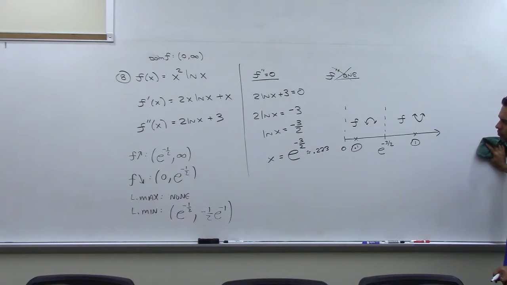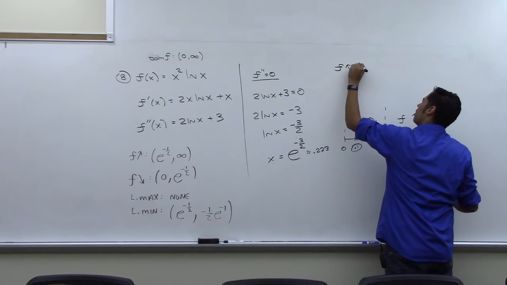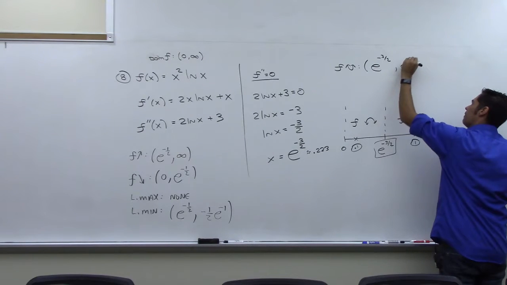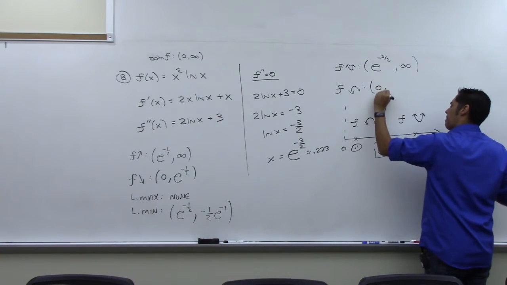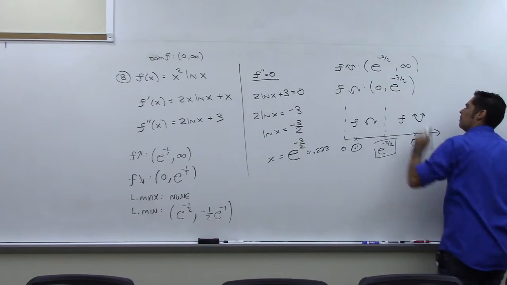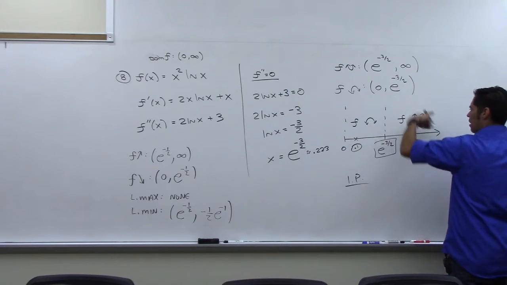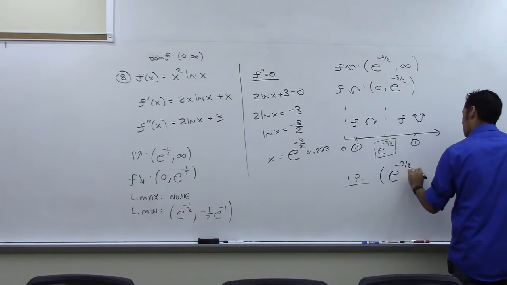Where's this thing concave up? It's from here, which is a critical number, e to the negative 3 halves, to infinity. Where is it concave down? Well, from 0 to here. And then, do we have an inflection point? Well, we go from concave down to concave up, and it happens here. So yes, we do. It's at the point e to the negative 3 halves, comma.